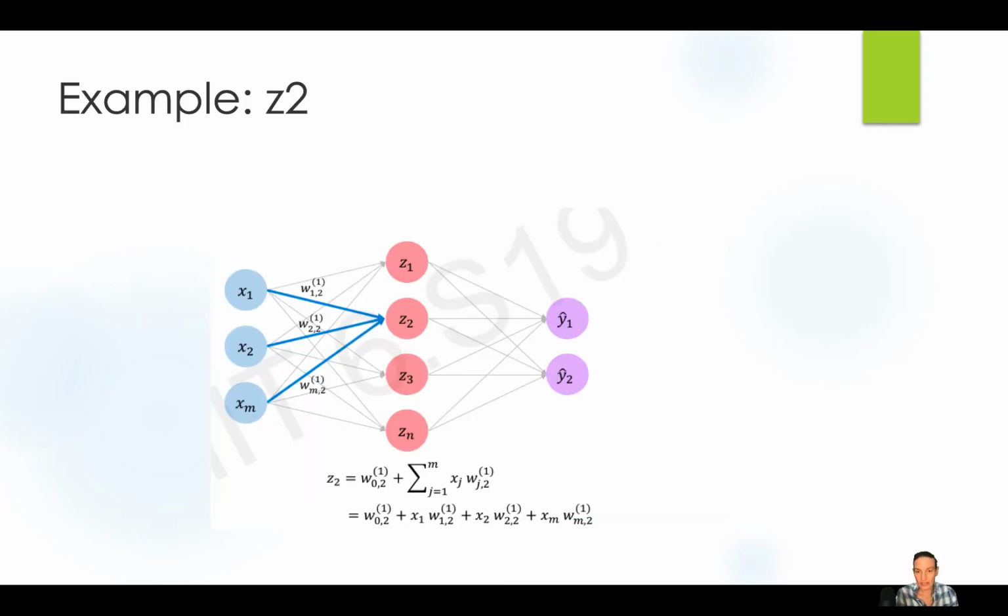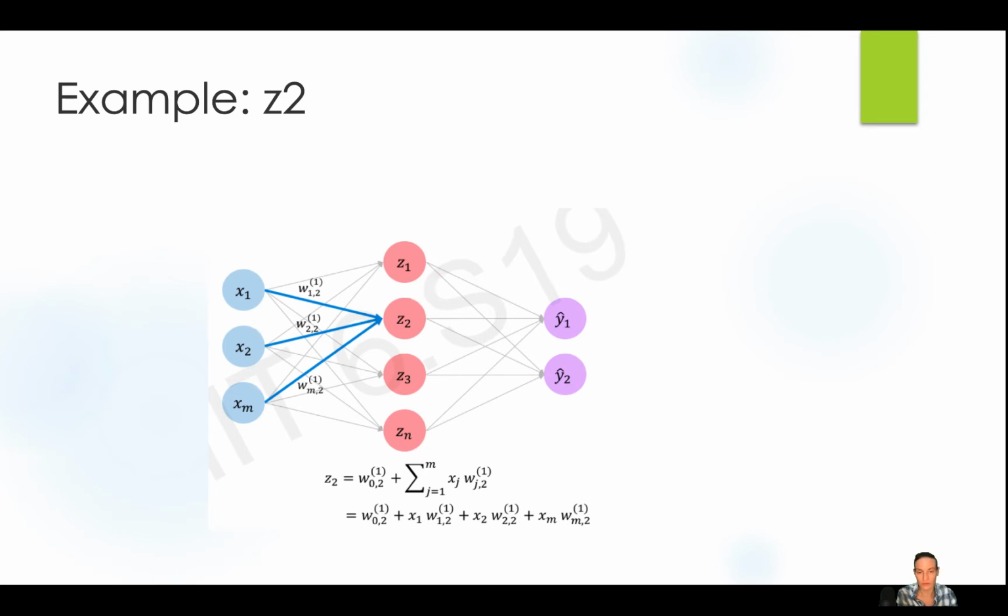Now let's take a detailed look at this example. If we're calculating this for Z2, that means we take a linear combination of all the inputs, x1, x2, up until xm, which is represented here. We add the bias to it as well, which we can write as a simple linear combination, from which, of course, the activation function will be taken.